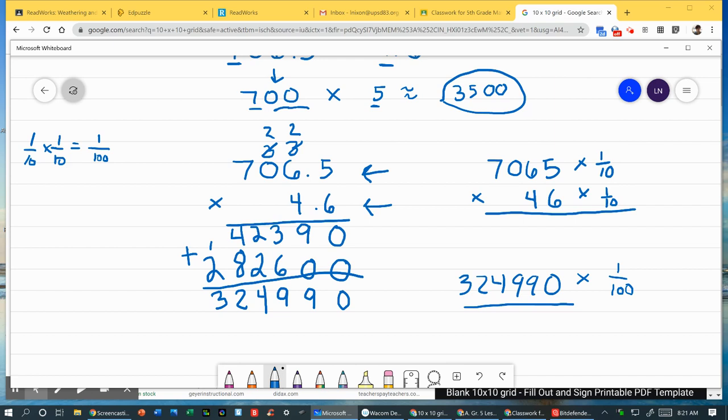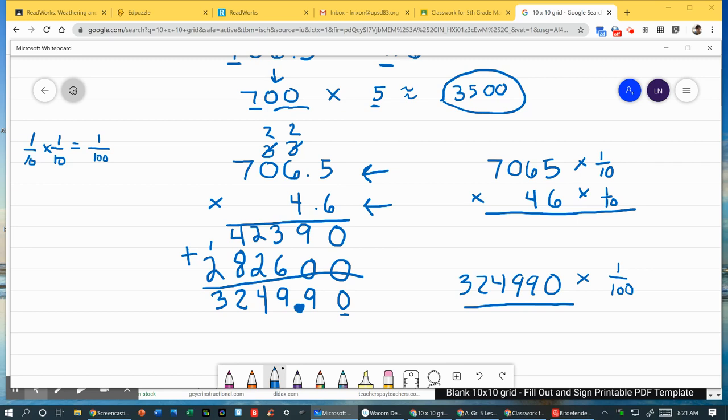That means I need to place my decimal in my product so that I'm showing I have a certain number of hundredths. My last digit here in my product, that needs to end in the hundredths column. Here is where I place my decimal, so that last digit ends in the hundredths column.